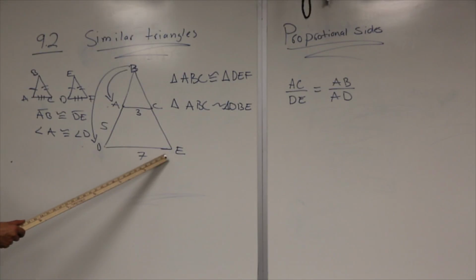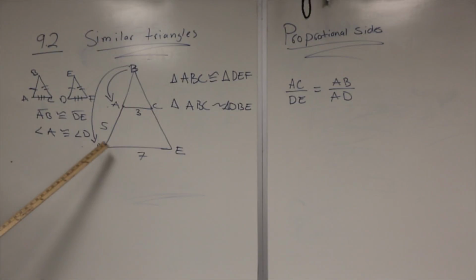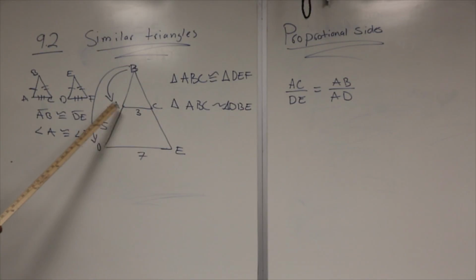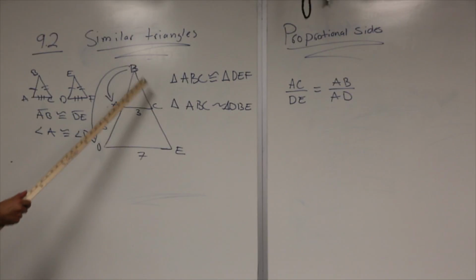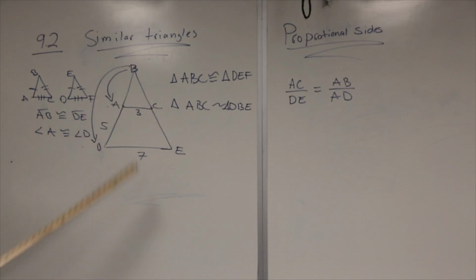So DE and AC are proportional. Line segment DE is proportional to line segment AC. Line segment AD is proportional to line segment BA. And BC is proportional to BE.